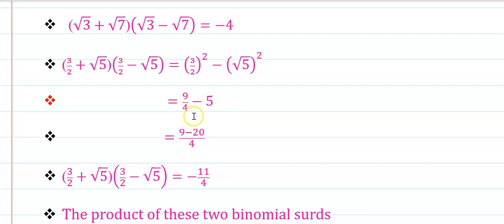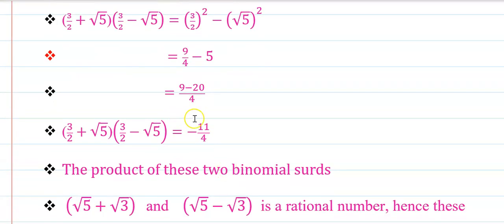4 into 5, that is 20. 9 minus 20 upon 4. 9 minus 20, you will get minus 11 upon 4. म्हणजे तुम्हाला minus 11 upon 4 या दोघांचा product मिळेल. Again, what type of these two numbers are? These are irrational numbers. And therefore their product is minus 11 upon 4 in this way.